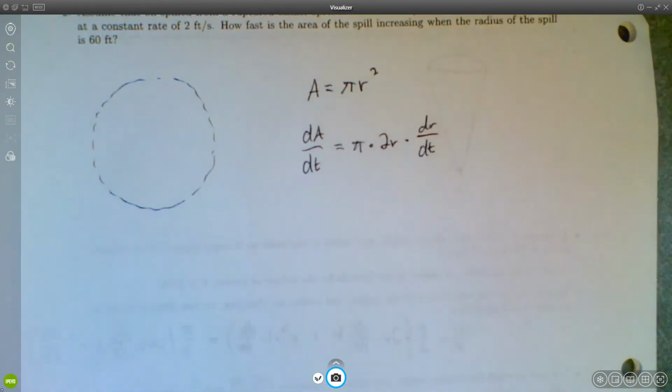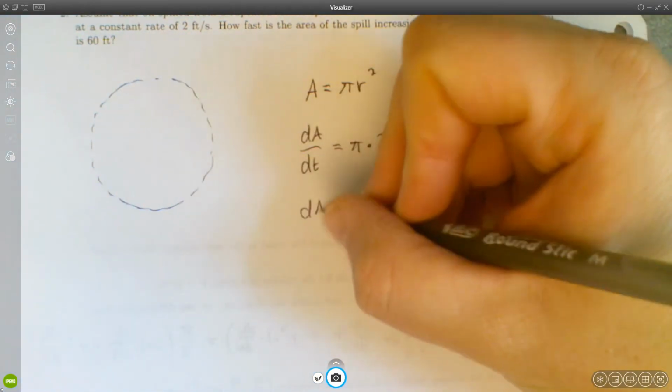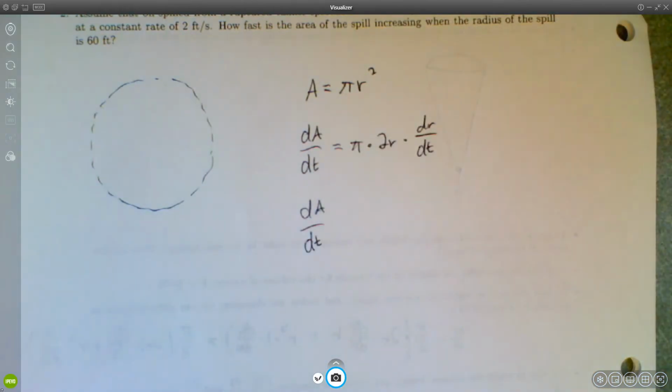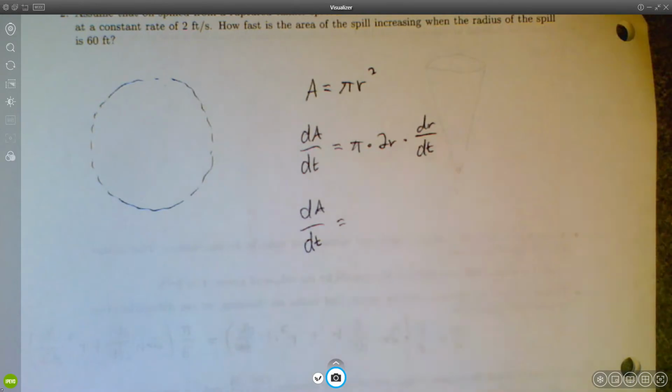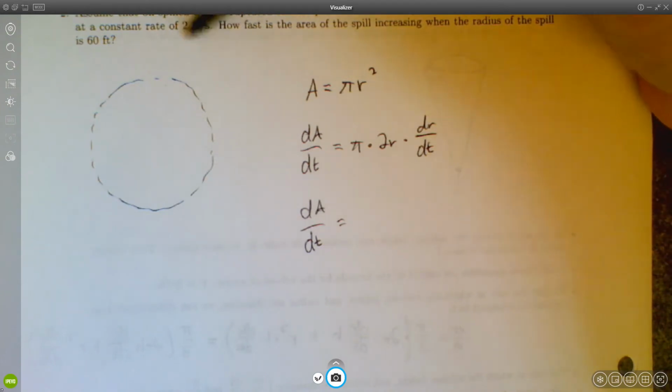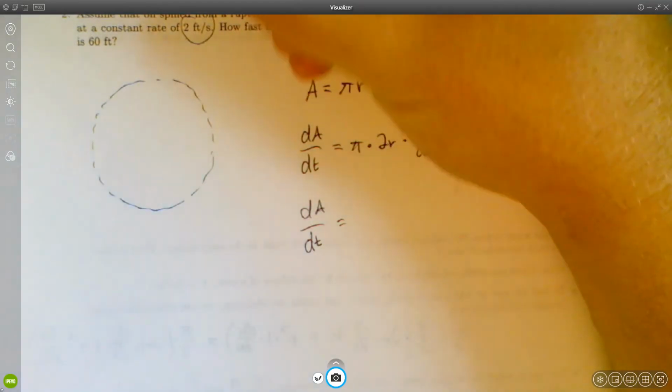Okay. So now let's see if we can figure out what to plug in here. dA/dt is what I want. That's how fast the area is increasing. That's good, but I need something to plug in for r, and something to plug in for dr/dt. So let's go back through the problem and see if it tells us. We assume that oil spilled from a ruptured tanker spreads in a circular pattern whose radius increases at a constant rate of 2 feet per second. Okay, so that's a rate. That's 2 feet per second. That's dr/dt, how fast the radius is increasing with respect to time.